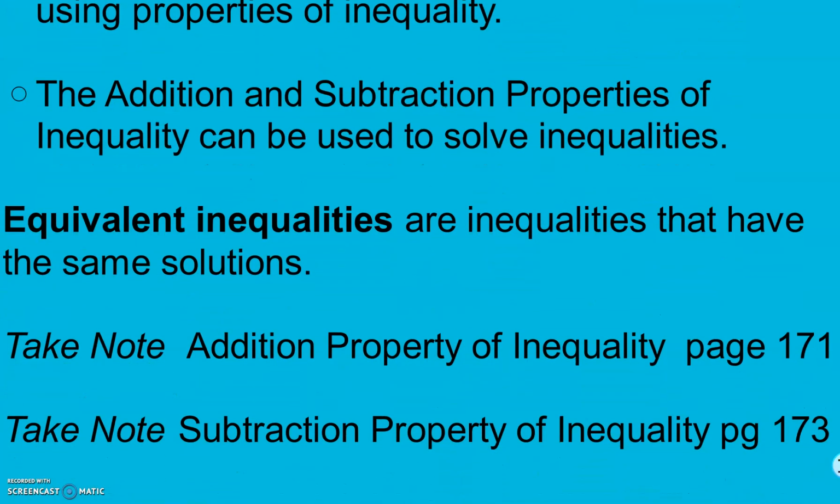So, equivalent inequalities are inequalities that have the same solutions. A couple of notes here. On page 171, the addition property of inequality says that we can add the same number to both sides of an inequality and keep it an equivalent inequality. The subtraction property of inequality on page 173 says we can subtract the same number from both sides of an inequality and keep an equivalent inequality.